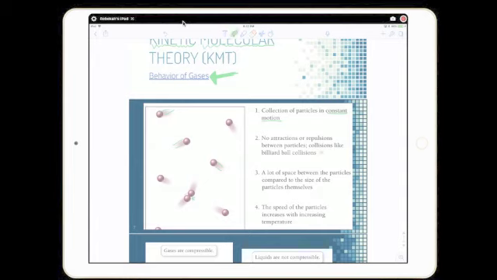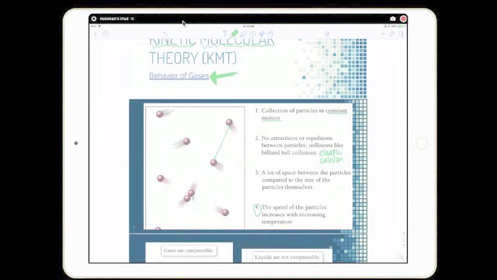This is called an elastic collision. Then we assume that there's a lot of space between the particles compared to the size of the particles themselves. The volume of the particle is so small in comparison to the volume of the space where the particles aren't that we said the volume of the particles is essentially zero. That's what that part of the kinetic molecular theory means.